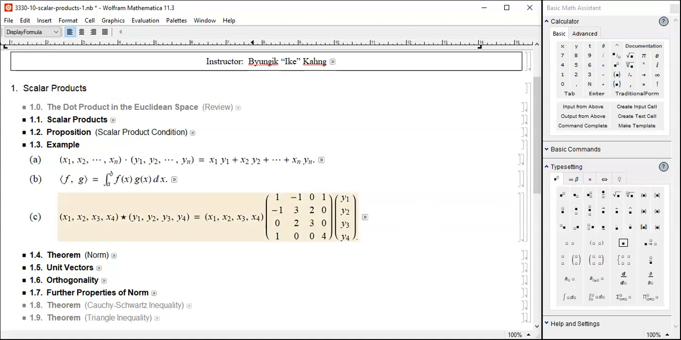Here's an interesting example. Because I already used up the dot notation, I brought up another example, so I had to make something else. So I brought up the star expression: x1, x2, x3, x4 star y1, y2, y3, y4 is defined as x1, x2, x3, x4 as a row vector, times a certain fixed matrix, times the column vector of y1, y2, y3, y4. Define it like this. And then can you prove all these four properties?